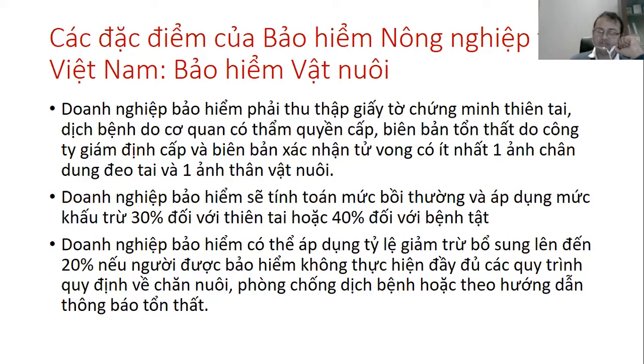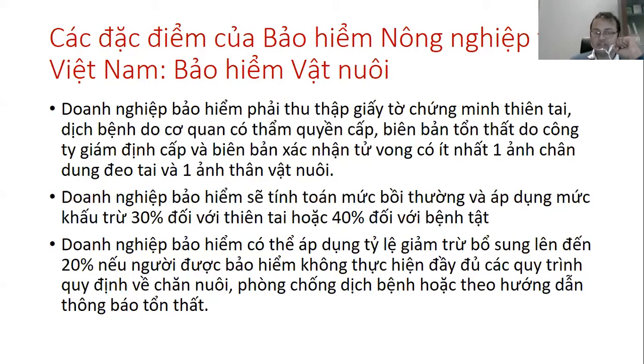Then the insurance company would usually have to send an inspection company to go and verify the reason for the loss. So again, the report that has been completed, the loss report completed by the inspection company, would have to be submitted to the insurance company. And then also the confirmation of the death of the animal, which would include one photograph with the ear tags and one photograph of the body of the animal.